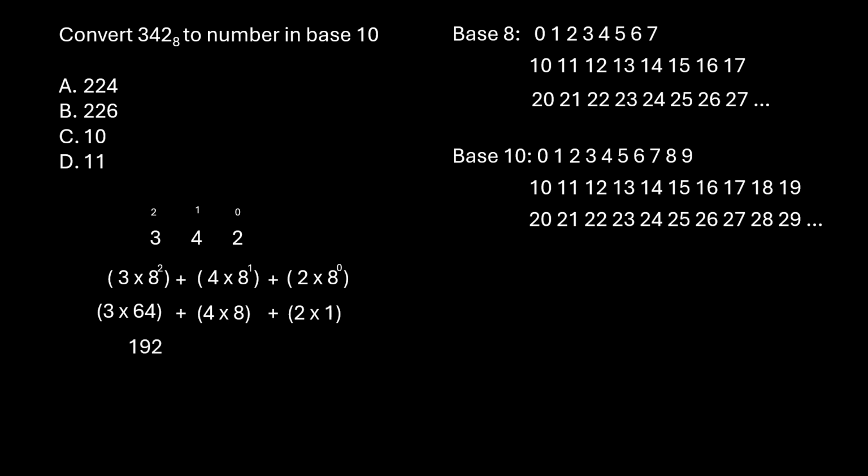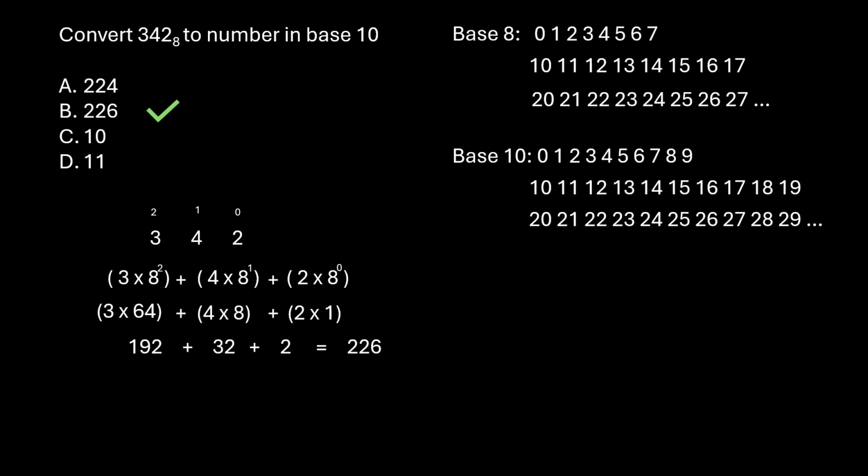So 3 times 64 gives us 192, plus 4 times 8, which gives us 32, plus 2 times 1, which gives us 2. And so this, when we add them all up, we'll get 226. And so our answer is B.